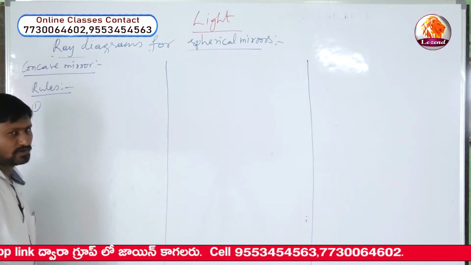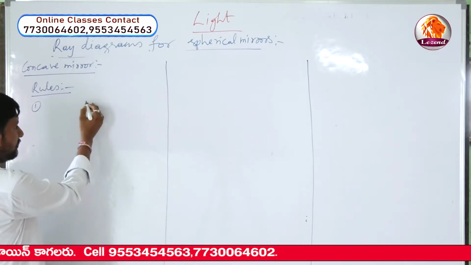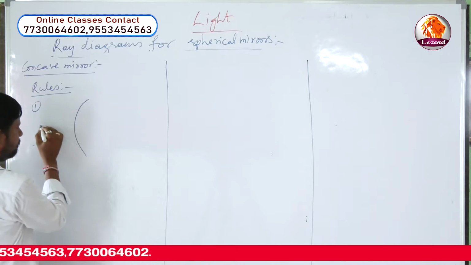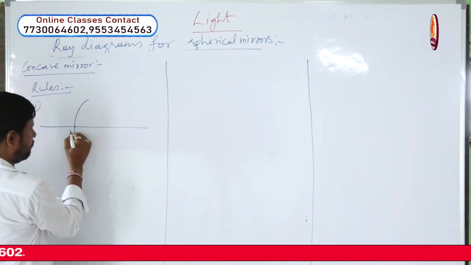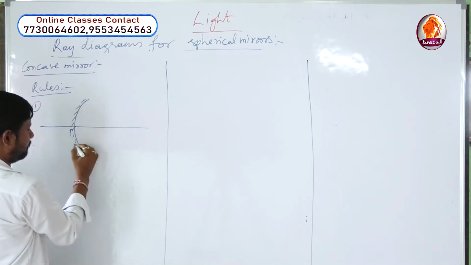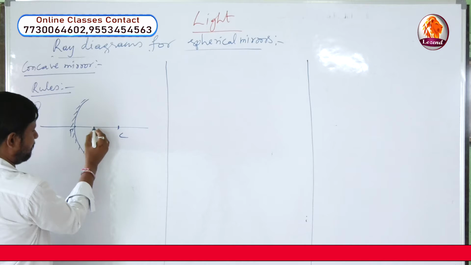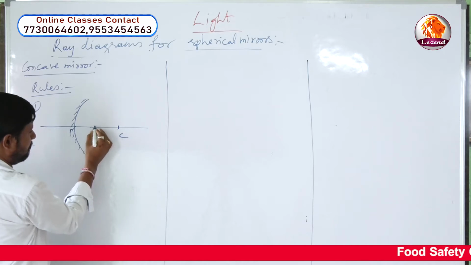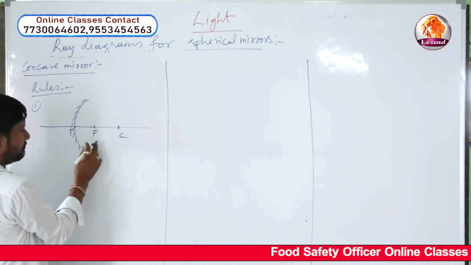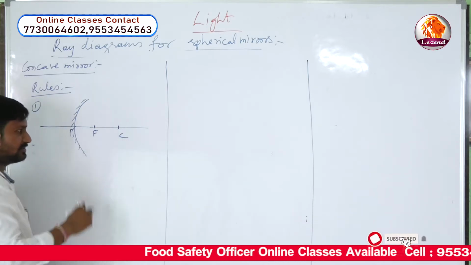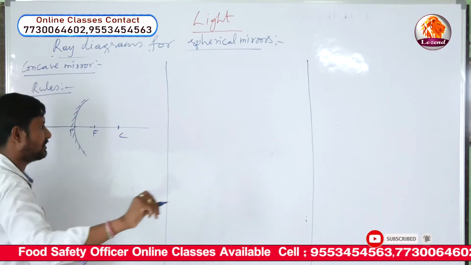Rule 1. What is the rule 1? If you take a concave mirror, pole, center of curvature, principal focus, because it is the midpoint of this PC. Now, number 1, first rule.